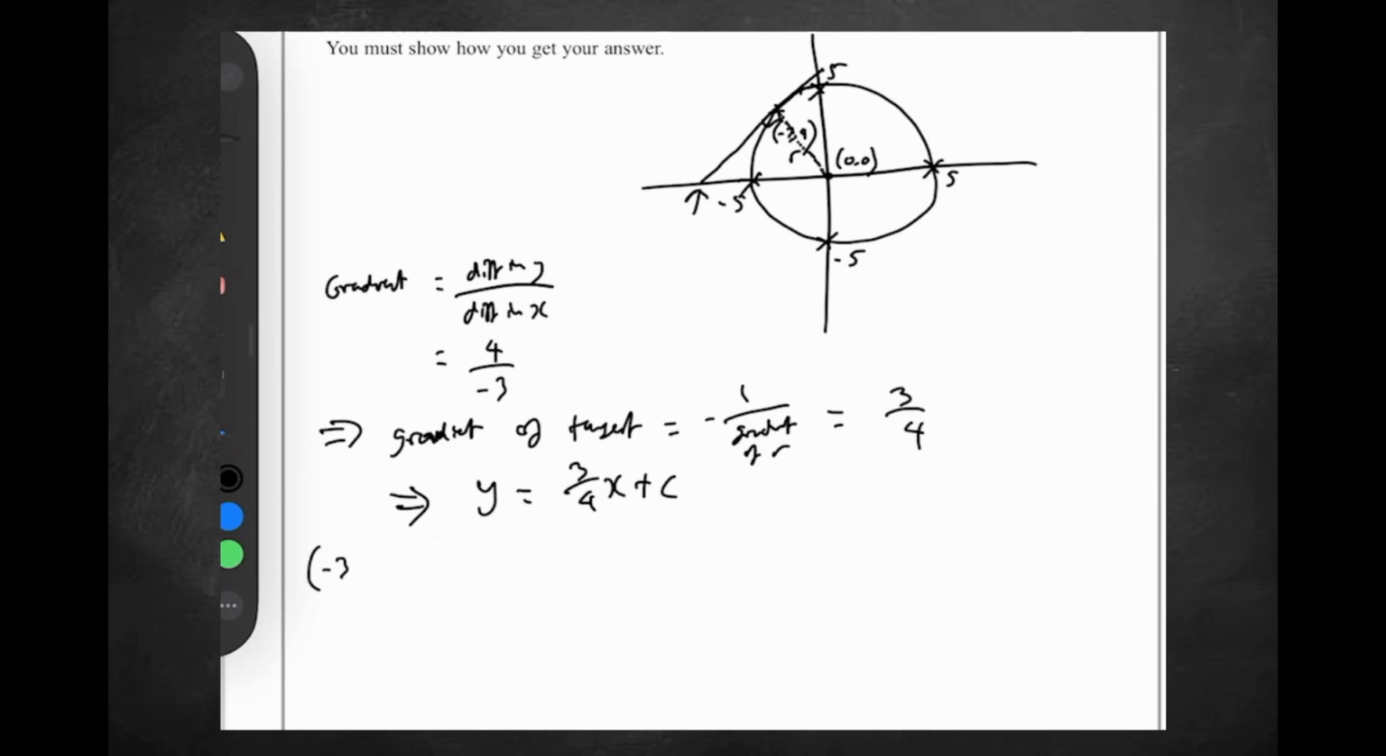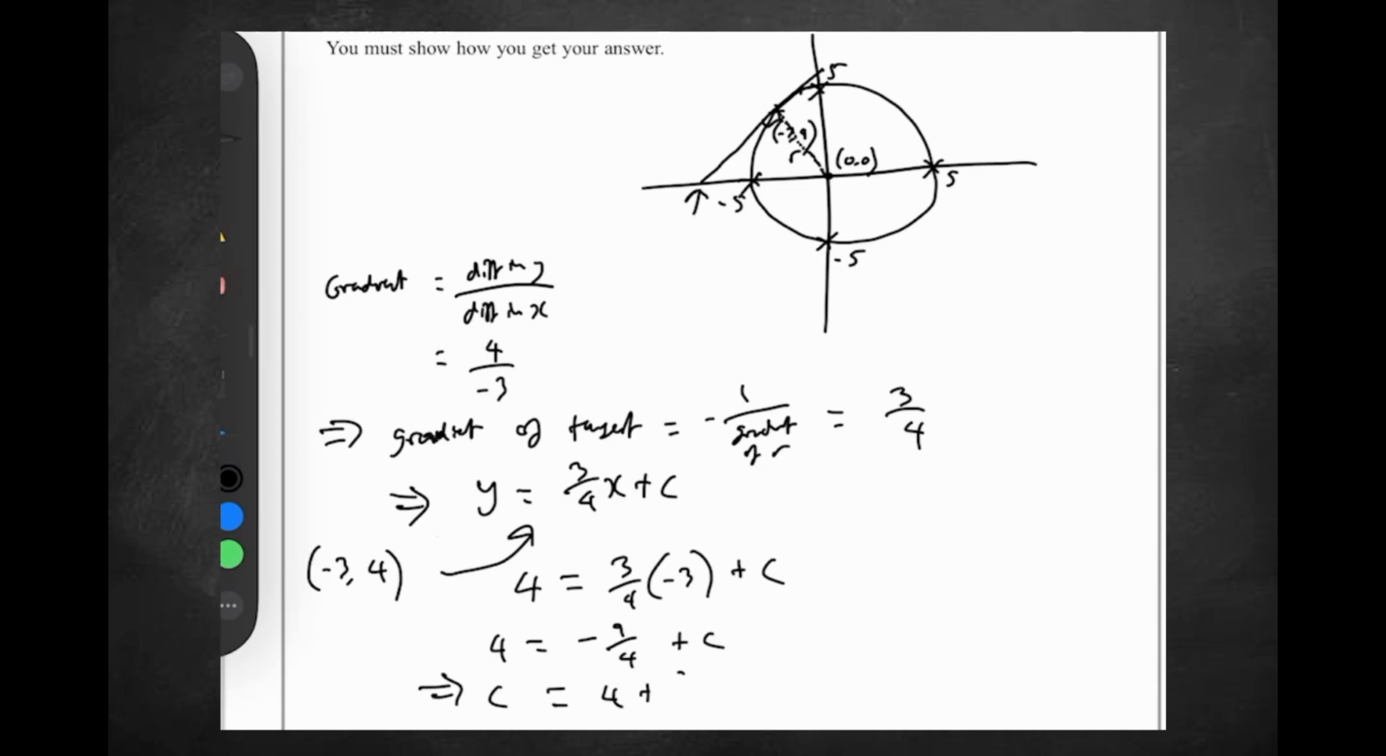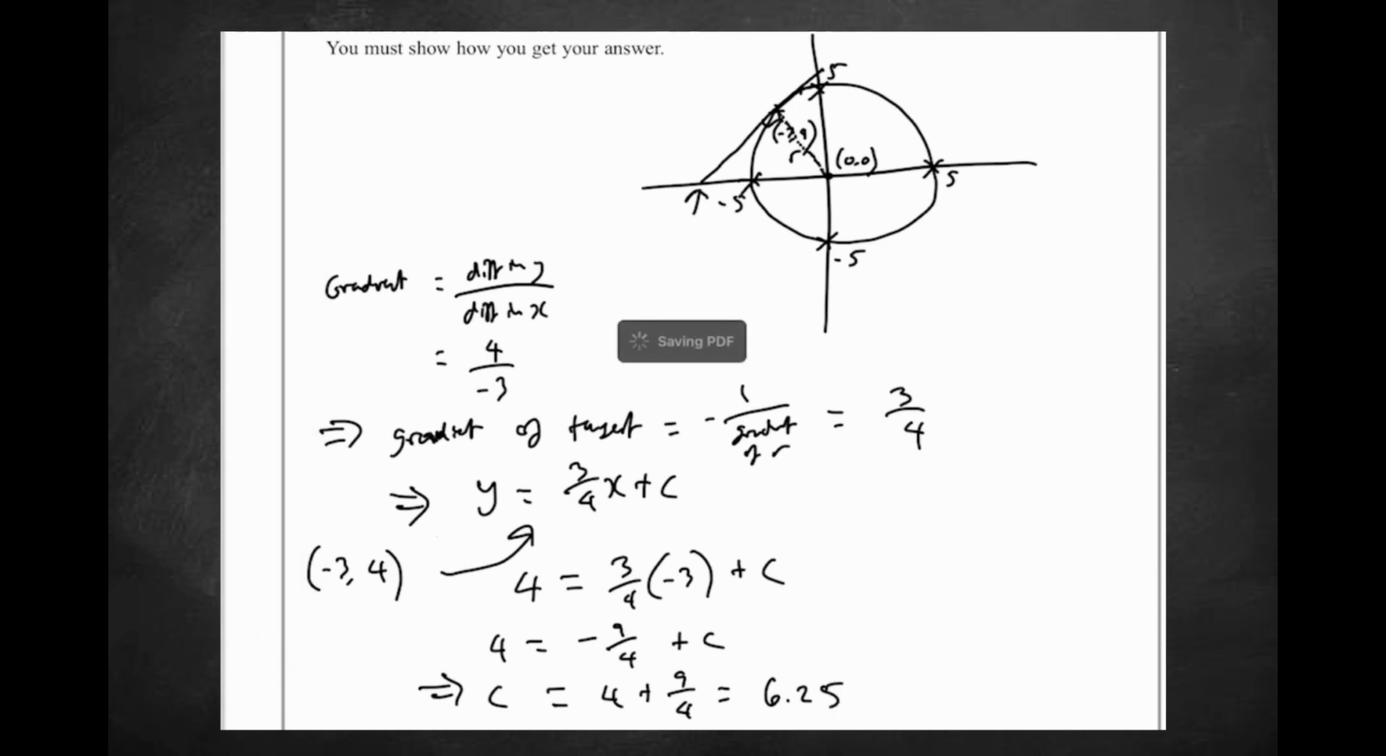So now we're going to put our coordinates for the point that we know is on the edge of the circle and on the tangent line into this equation here. So we're going to say 4 equals 3/4 lots of minus 3 plus c, so that we can work out c. So 4 equals minus 9 over 4 plus c. Therefore, c equals 4 plus 9 over 4. 4 plus 9 over 4 on my calculator is just 6.25. Just move my page down.